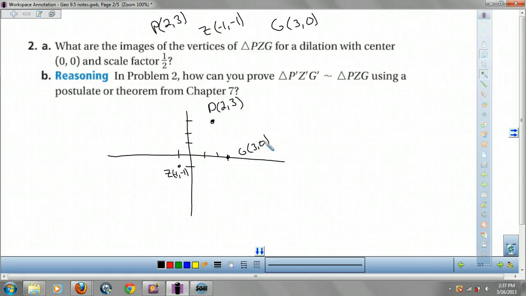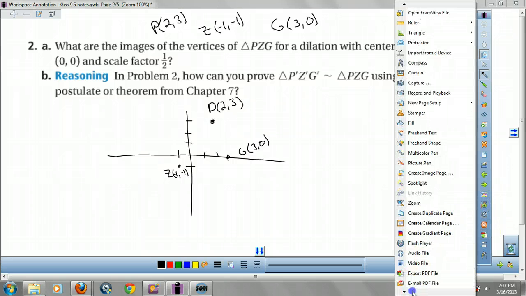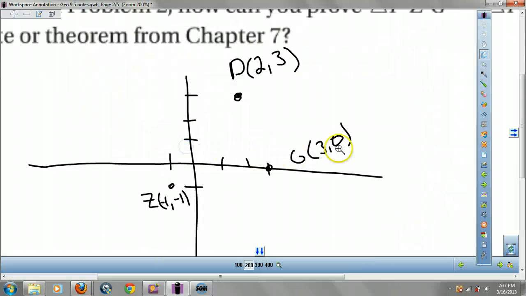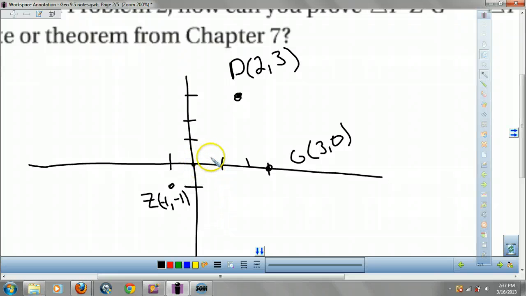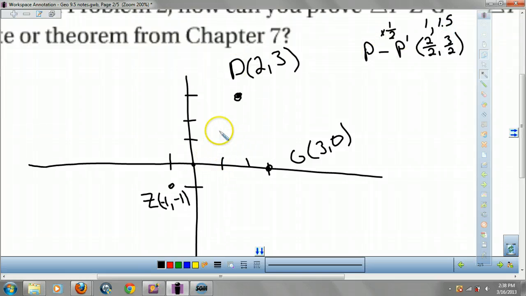Okay. Now we're using a scale factor of 1/2. I'm actually even going to zoom in. Okay. So if my dilation center is at 0, I actually don't have to worry about those lines that were shooting off before. I can just take these points and cut them each in half. So P to P prime, well, that's going to be 2 over 2. This is going to be 3 over 2, because I'm timesing them both by 1/2. Right? So that is 1.5. So P prime's at 1, 1.5.